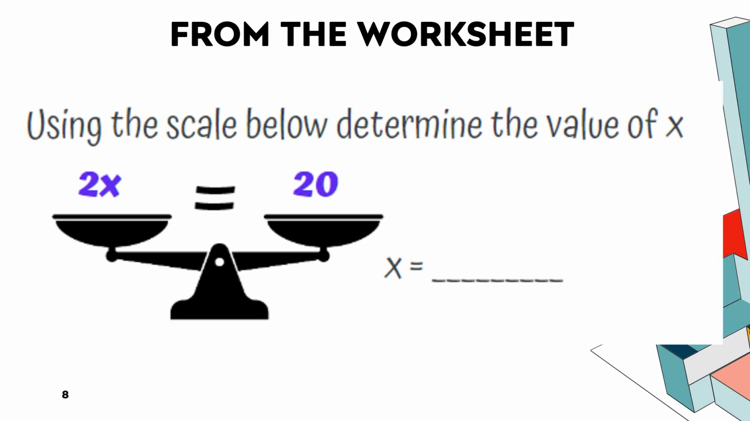Alright, let's break this down. So, we've got 2x equals 20. That means 2 times some number, x, gives us 20. Think about it like this: we have 2 mystery bags that together weigh 20 pounds. What does each bag weigh? To figure this out, we need to undo the multiplication. The opposite of multiplication is division, right? So, we divide both sides by 2. 20 divided by 2 is 10. So, each mystery bag, or x, weighs 10 pounds.